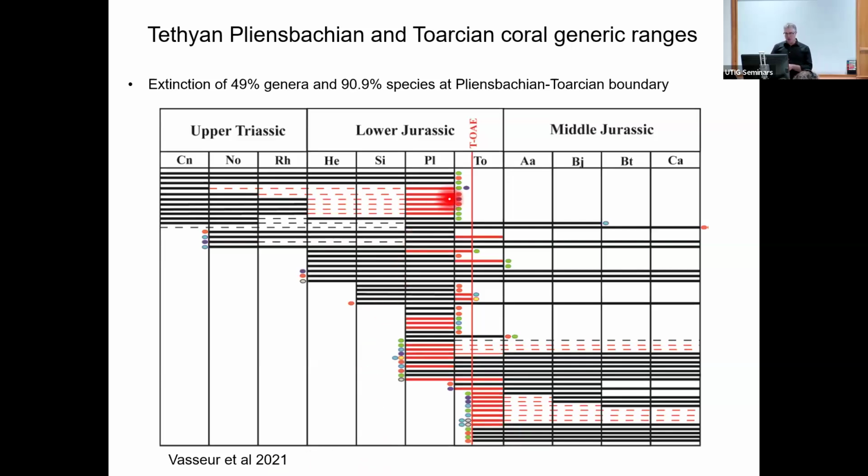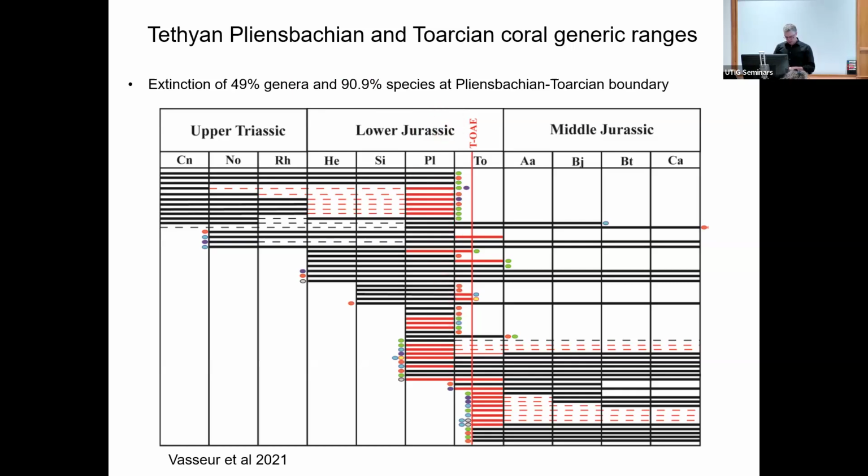So what comes out from this paper here is that this is ranges, global ranges of genera of scleractinian corals, is that the Pliensbachian-Toarcian boundary is one of the greatest crises within scleractinian corals that's ever been seen. Very, very significant indeed. And from that paper, I gleaned these values here. It's the extinction of 49% of genera during this period of time, and a lot of species, almost all of the species, became extinct at the boundary here.